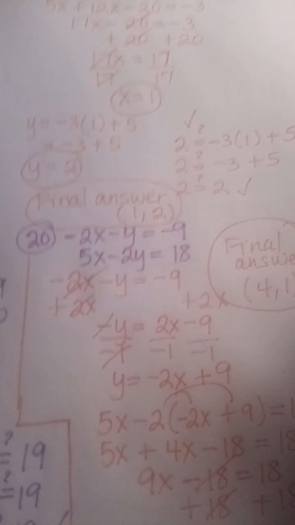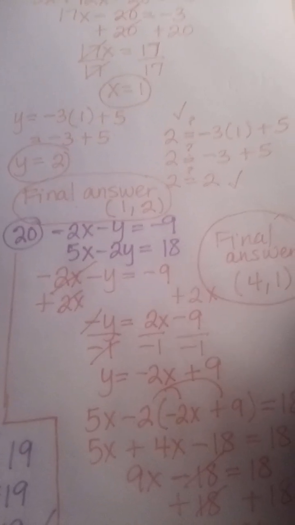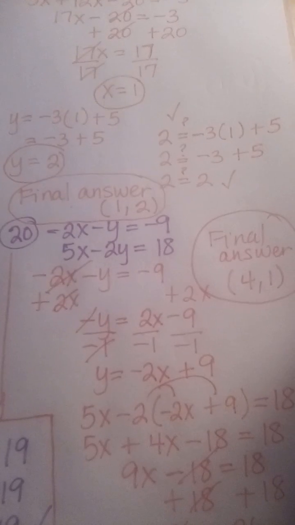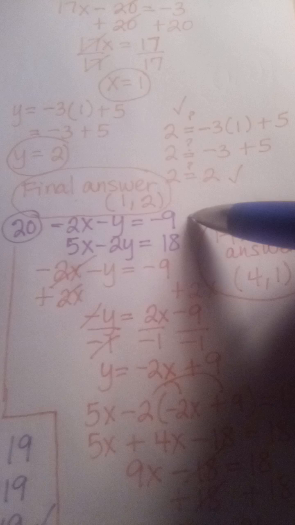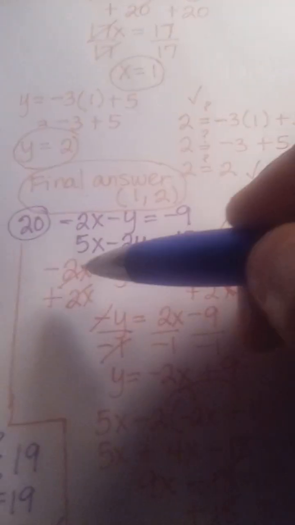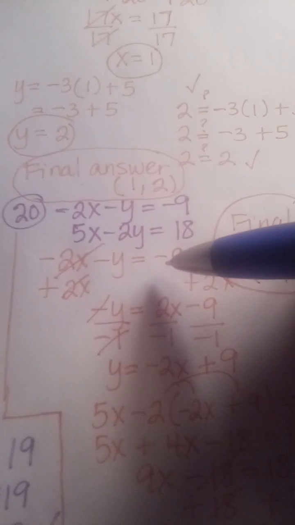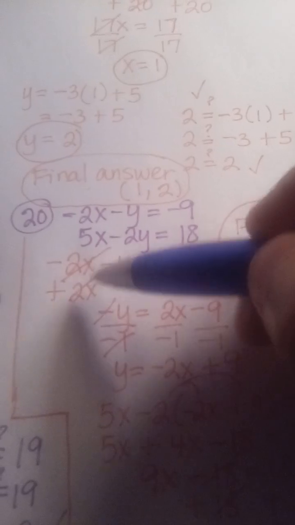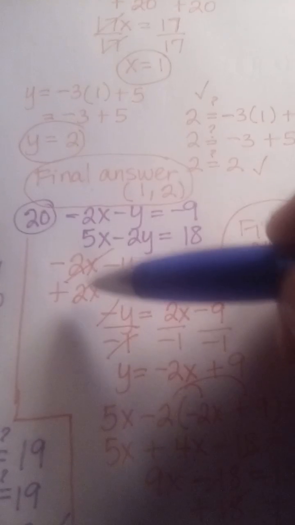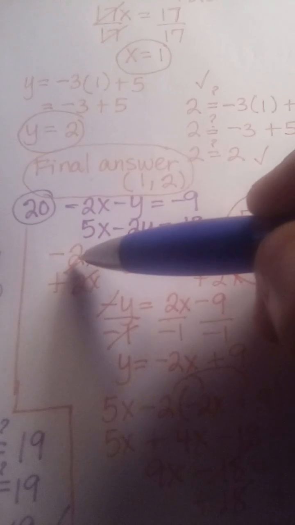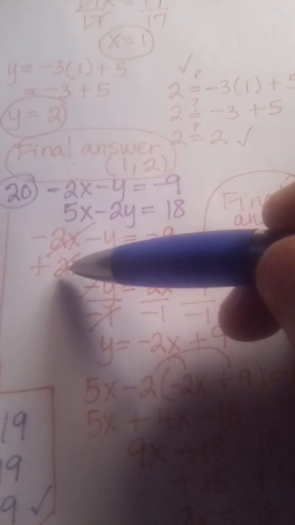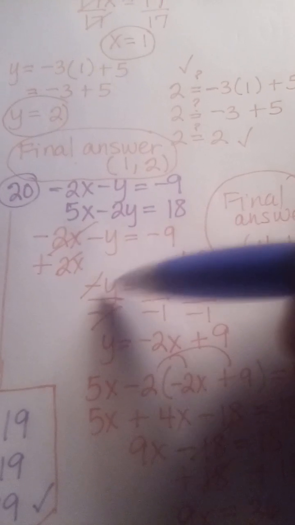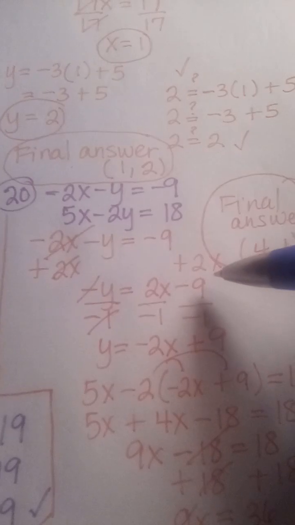So we have negative 2x minus y equals negative 9, and 5x minus 2y equals 18. In order to get y by itself, I use the first equation. So we have negative 2x minus y equals negative 9. In order to get 2x to the other side, I had to do the opposite. Instead of the negative 2x, I add 2x to both sides of the equation, crossing out the 2x's on the left side, bringing down the negative y equals 2x minus 9.